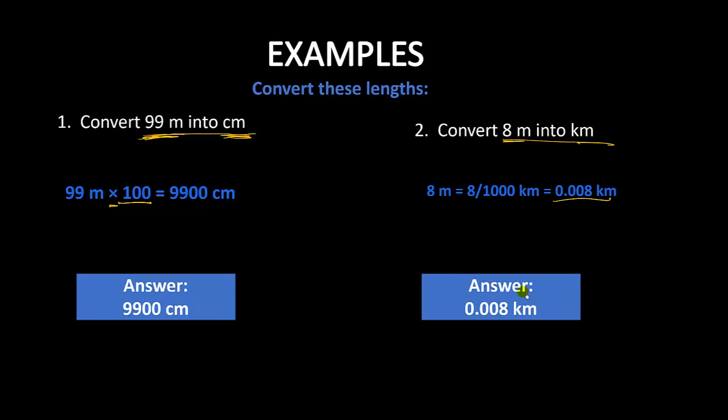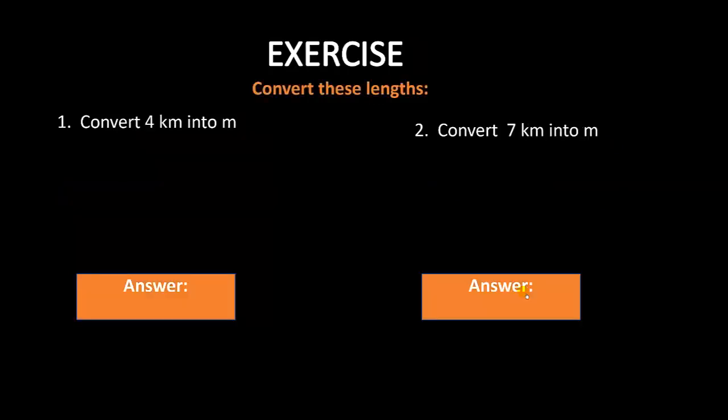Now let's see our exercises. Our first question is to convert 4 kilometers into meters. Well, it's going to be multiply since it's a big unit to a small unit. So it's going to be 4 kilometer multiplied by 1,000, which is equals to 4,000 meters. So our answer is 4,000 meters.